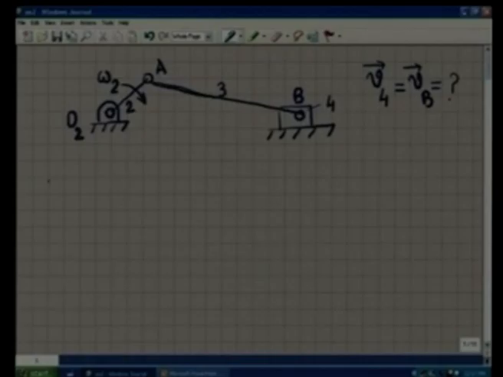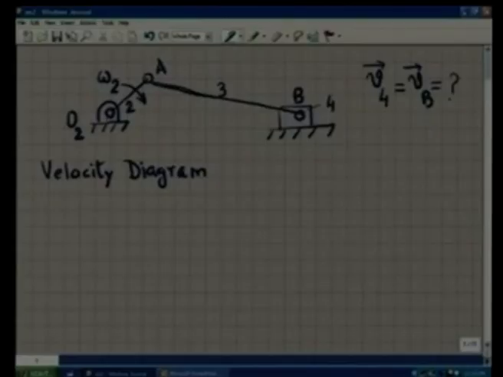To carry out the velocity analysis, let me say, how do I draw the velocity diagram. We start from the input end, that is from link number 2. As we notice, the 2 points, namely A and O2, belong to the same rigid body, that is link 2. We have already seen then, because A and O2 belong to the same rigid body, I can write velocity of A is velocity of O2 plus vector omega 2 cross the vector O2A.